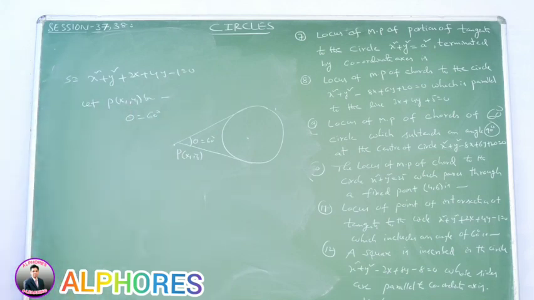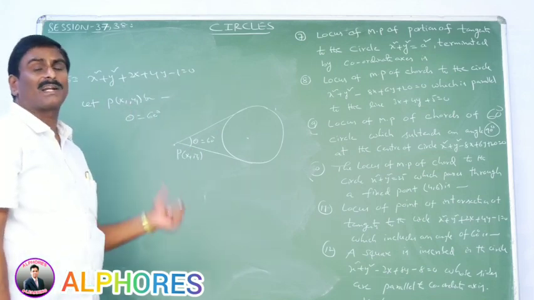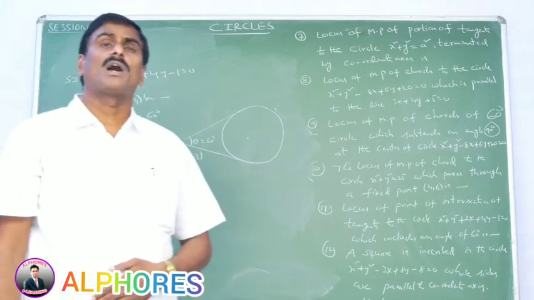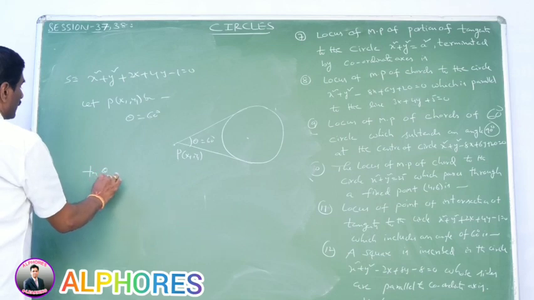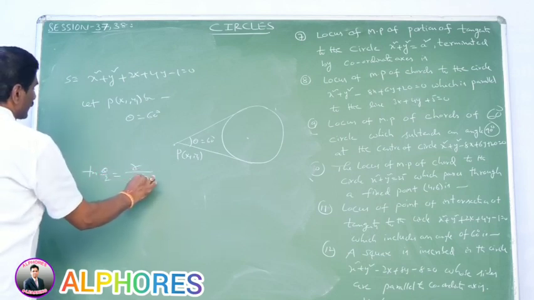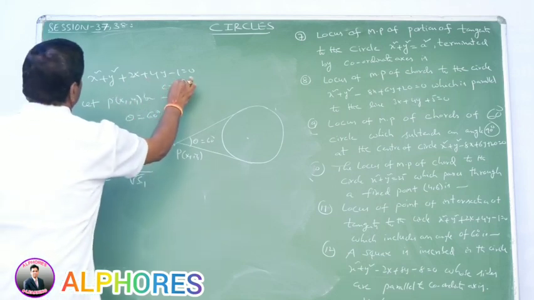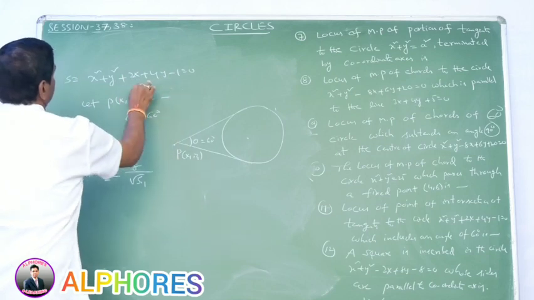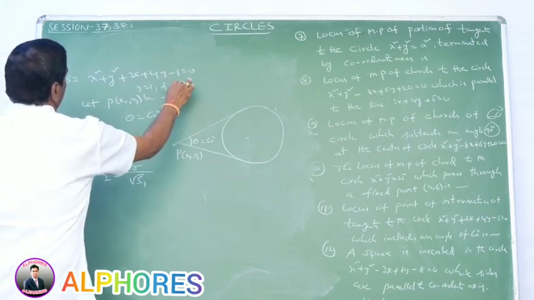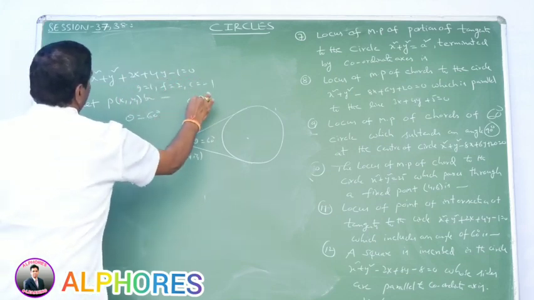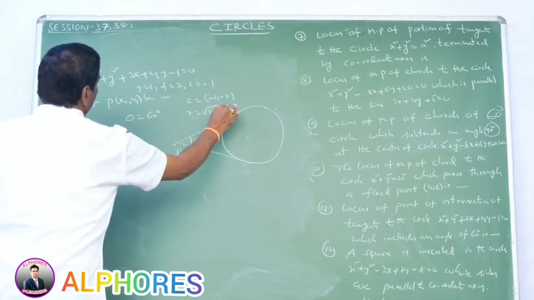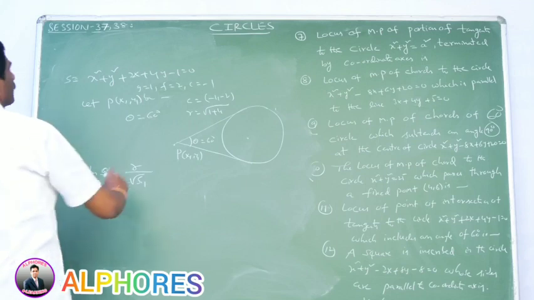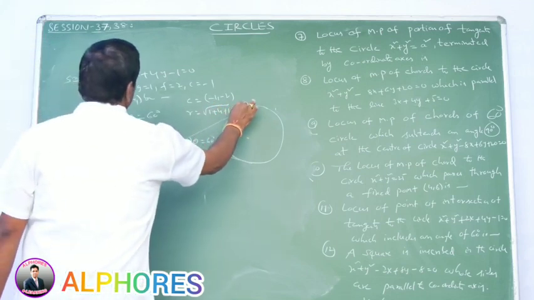If the angle between the tangents is given, what is the condition? Tan theta by 2 is equal to r by root S1. We know that tan theta by 2 is equal to r by root S1. Here the center of the circle: g = 1, f = 2, c = -1. Center is (-1, -2). Radius is equal to root of g square + f square - c, which means root of 1 + 4 + 1, that means root 6.